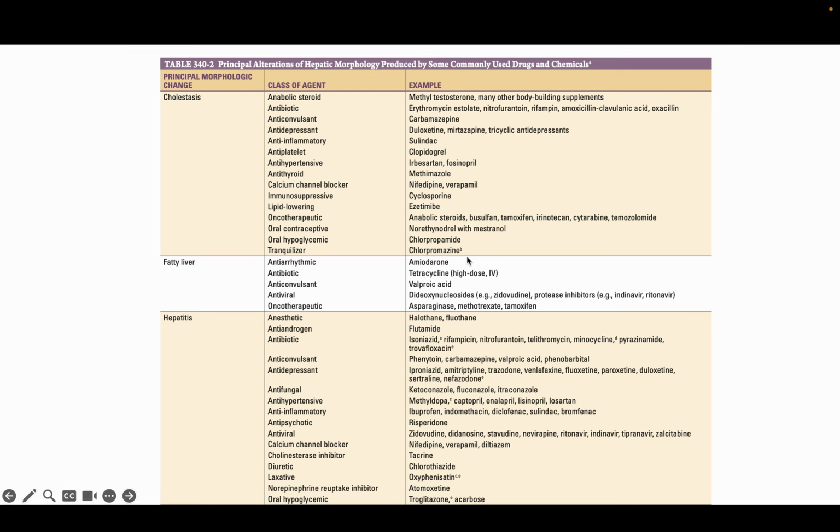Amiodarone is exactly like alcohol; it follows the alcoholic pattern only. Amiodarone, alcohol, A. Remember that. Tetracycline can cause it, and valproate can cause fatty liver. So these are all drugs you need to ask about in such cases.